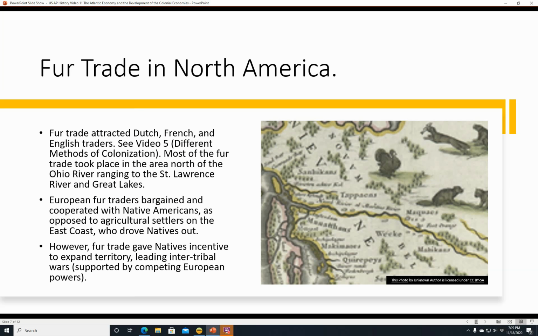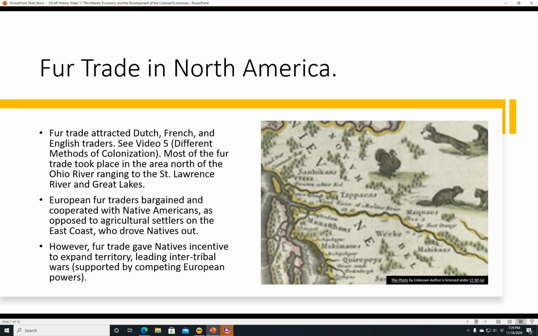And that's because there just weren't that many Dutch and French traders in these areas, and it just worked better. So, as you can see by watching video 5, the French and the Dutch often intermarried with Native Americans and participated in ceremonies and peaceful negotiations rather than just battle. However, the fur trade gave natives incentive to expand the territory, leading to intertribal wars. So even if there weren't as many armed conflicts with the Dutch and the French because of their methods, it kind of was balanced out because the natives fought against each other.